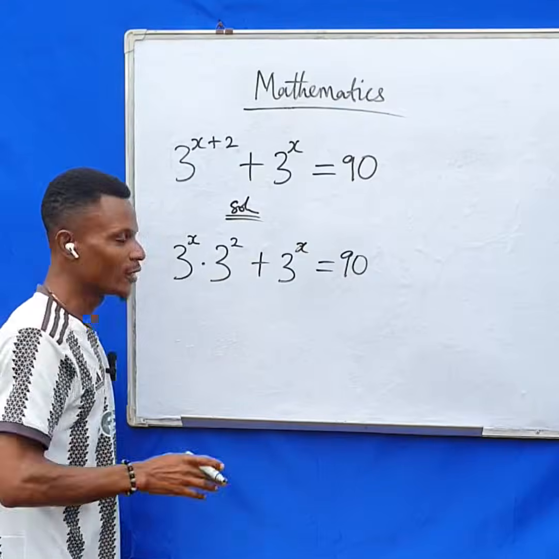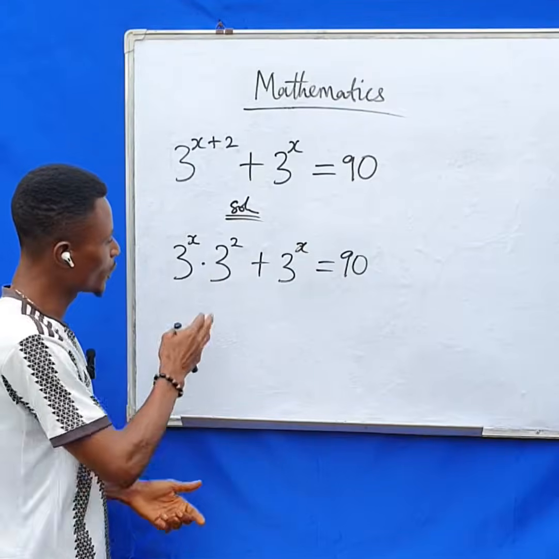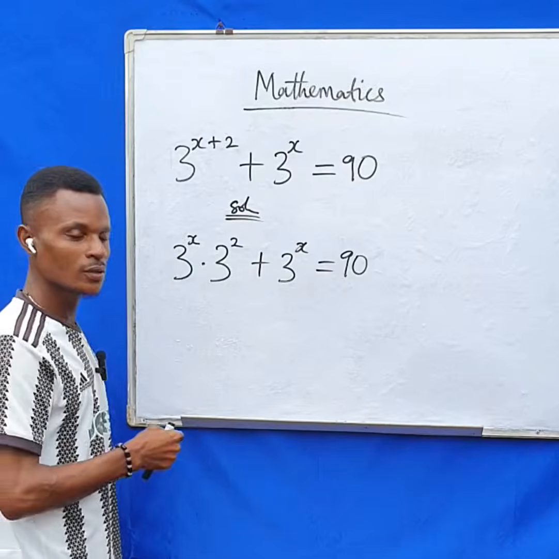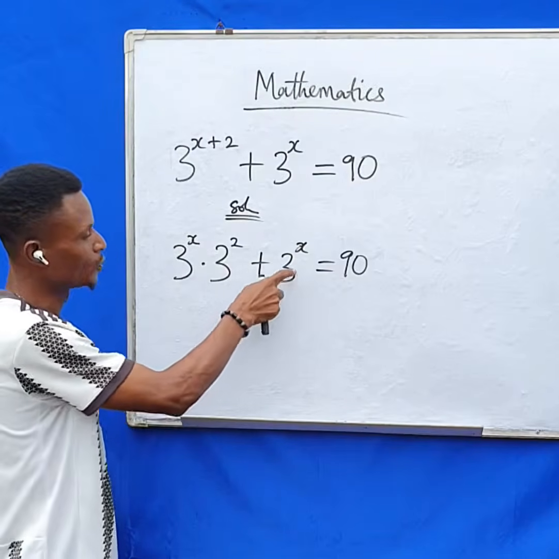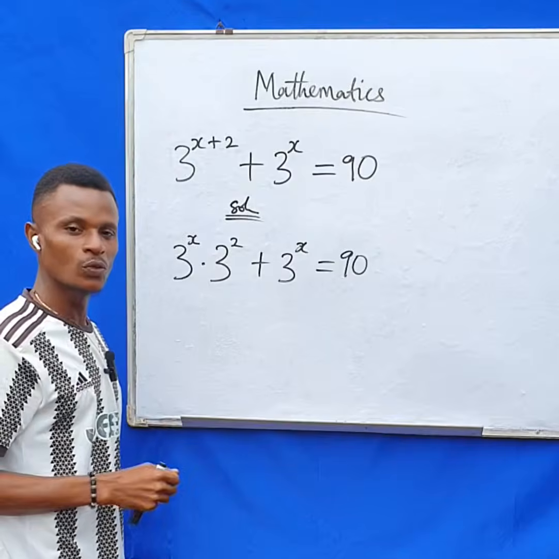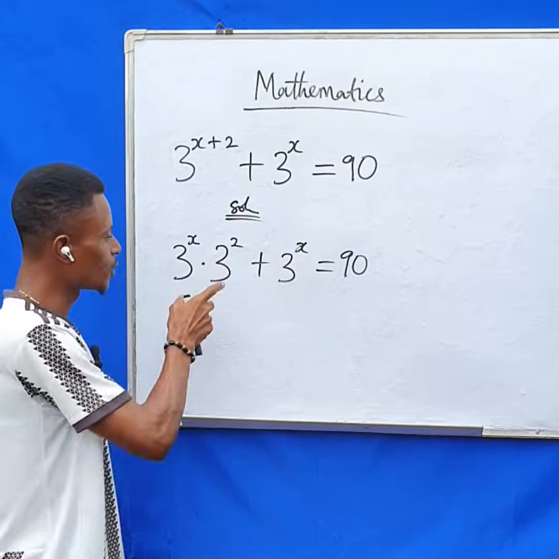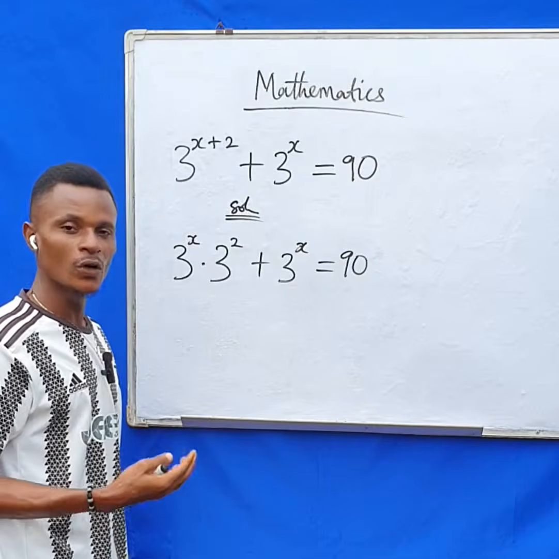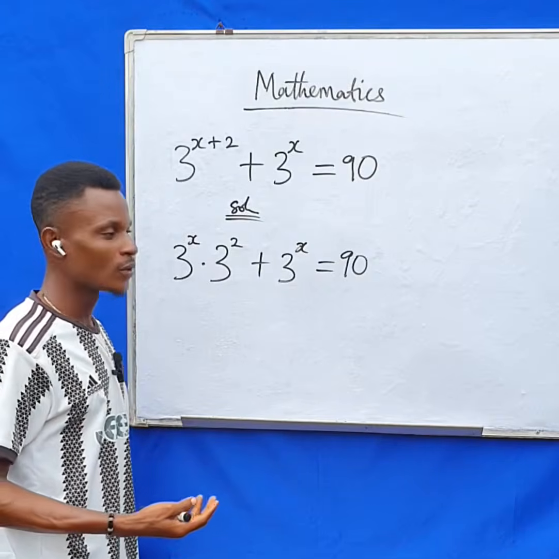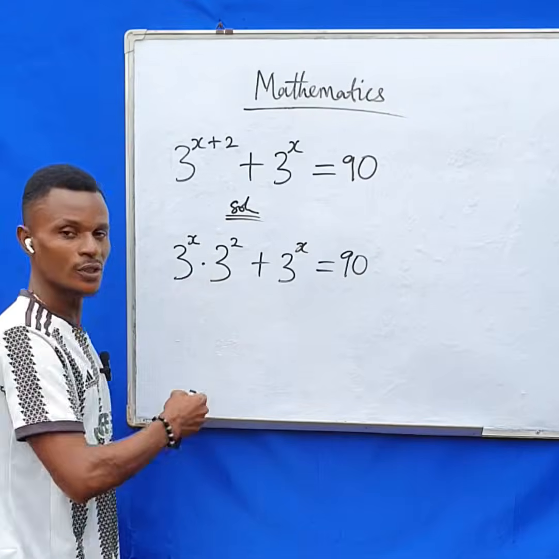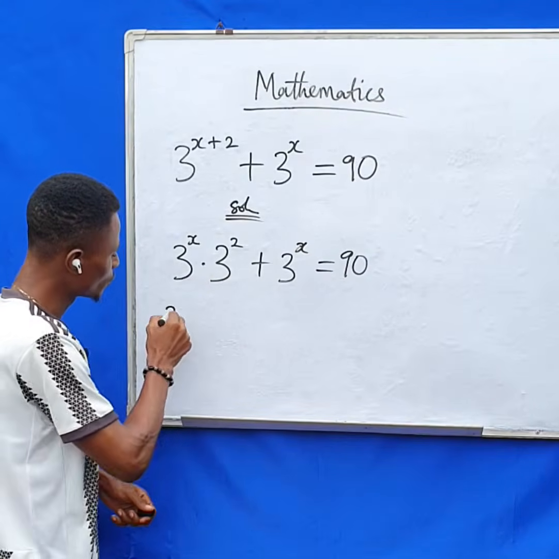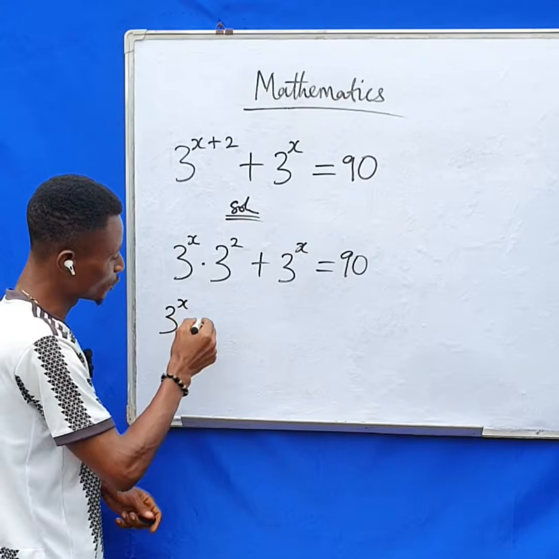After you have done this, the next thing to do is to look at these two. What is common between them? If you look at this, you notice that 3 raised to the power of x is common. Because it is common, we are going to bring it out. In mathematical terms, we call it factorization. We are going to factorize the common term. So because 3 raised to the power of x is common, we are going to bring it out.